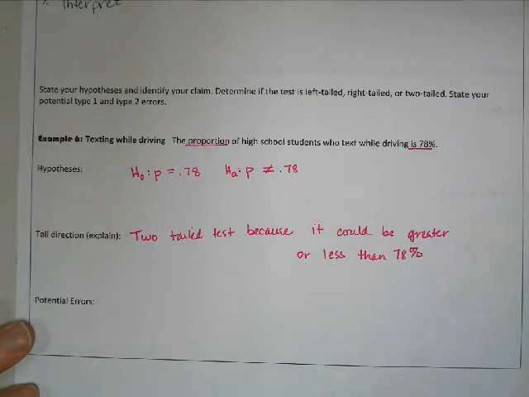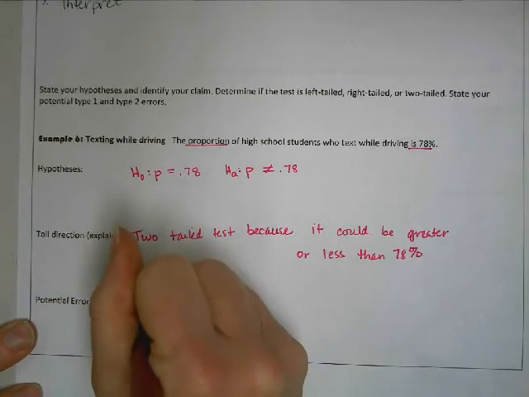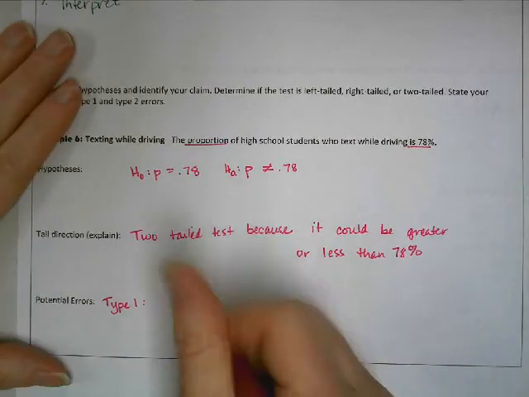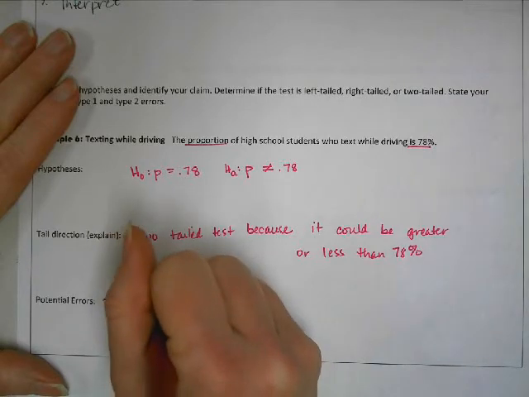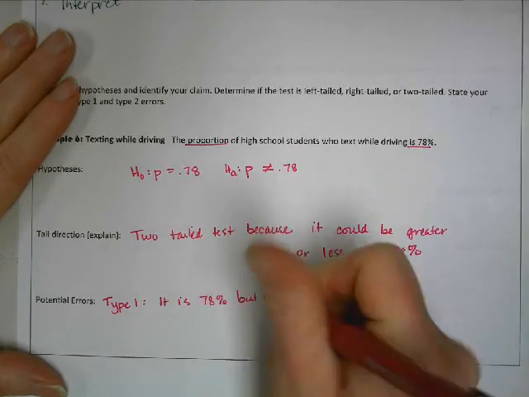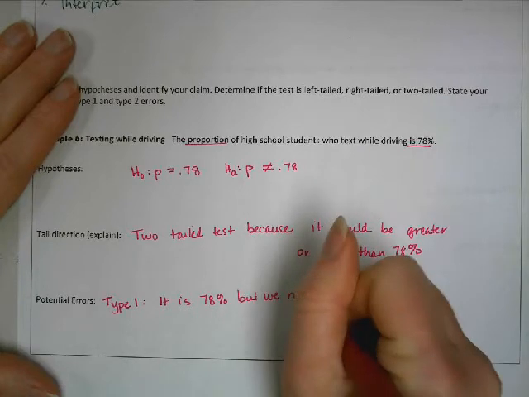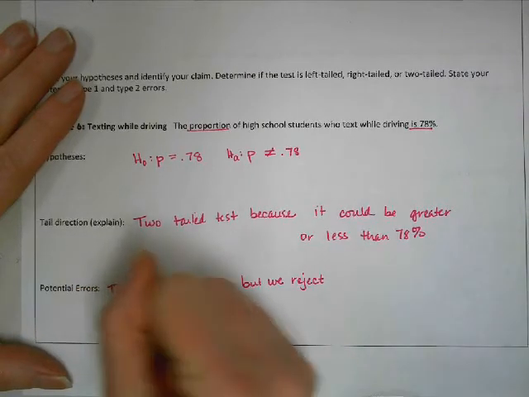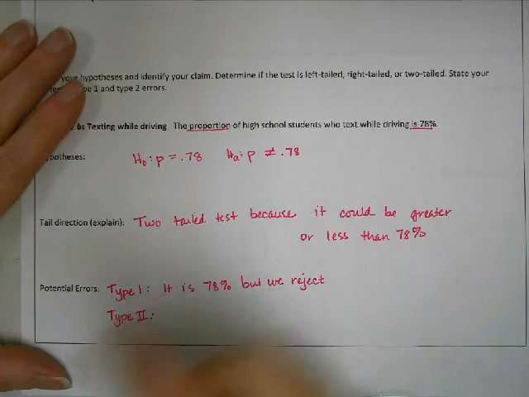All right, potential errors. Type 1: it is 78%, it is 0.78, but we reject it. And type 2: it isn't 78%, but we do not reject.